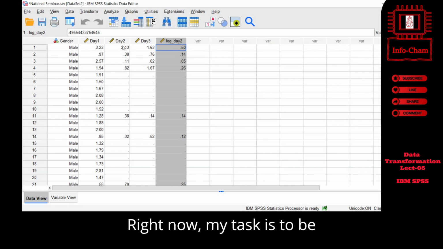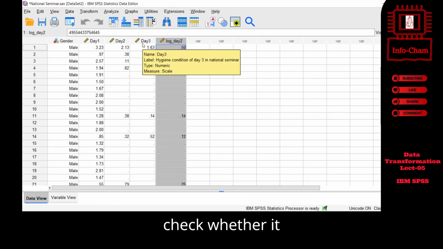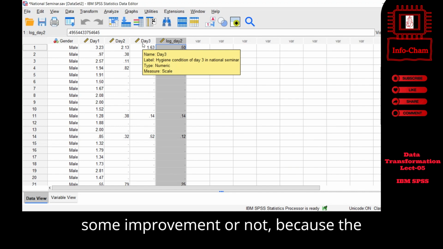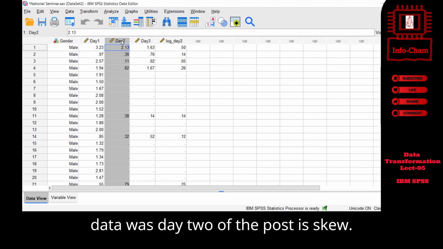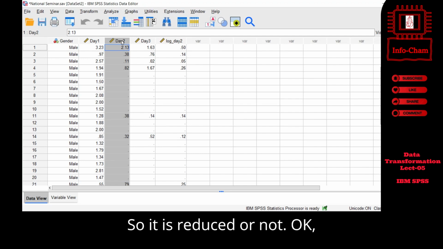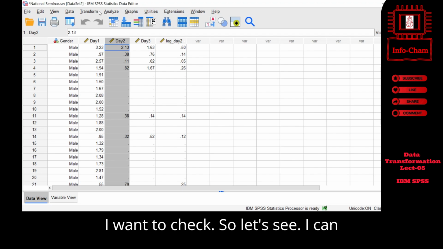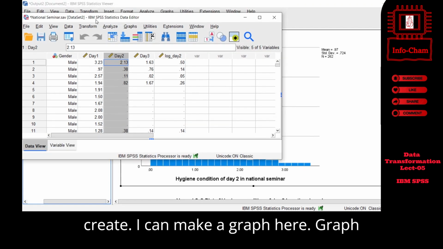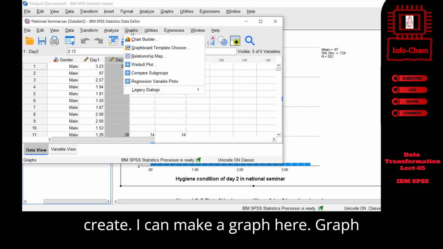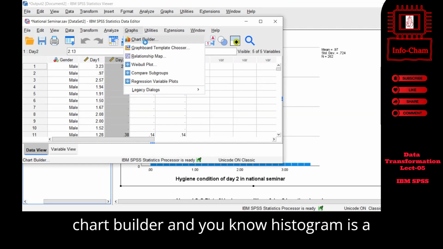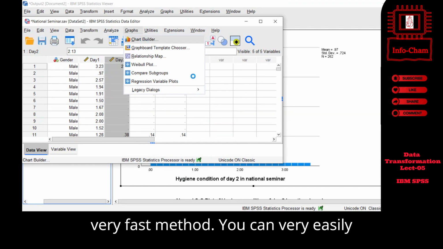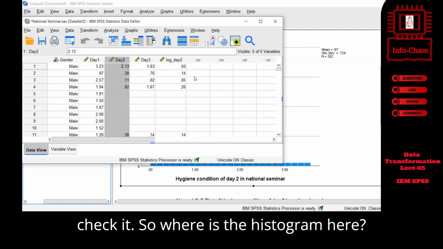Right now my task is to check whether there is some improvement or not, because the data for day 2 had a positive skew, so is it reduced or not. Okay, I want to check. So let's see, I can make a graph here. Graph, chart builder, and histogram is a very fast method. You can very easily check it.